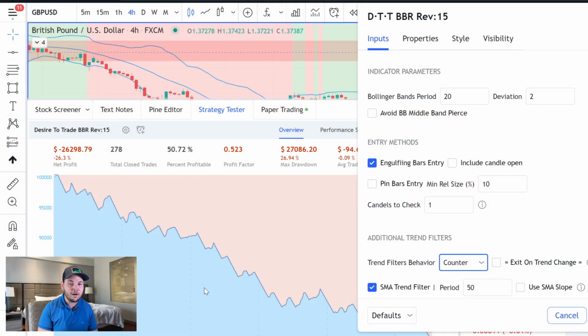Now, I hope this video will help you figure out what works better with the engulfing and what doesn't work. And hopefully you can get some ideas on how to use them with your trading in the future.